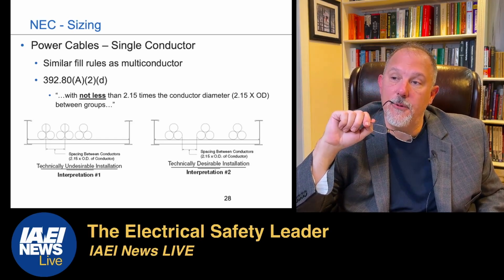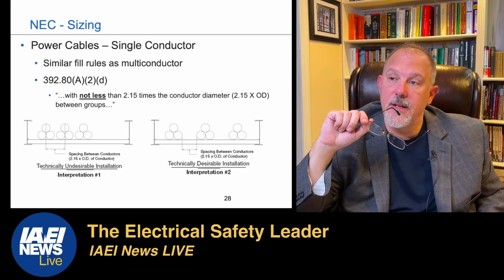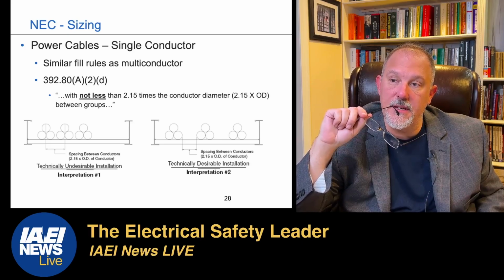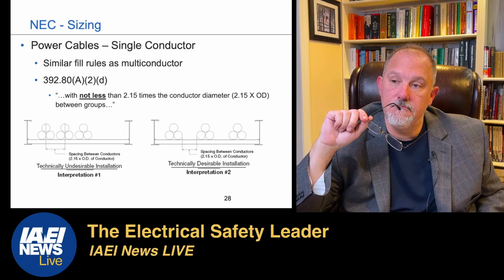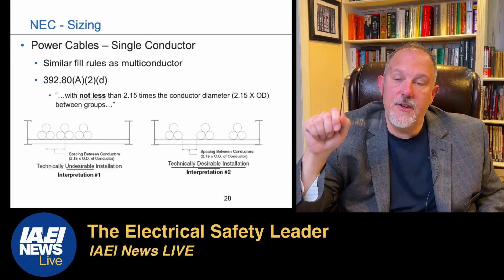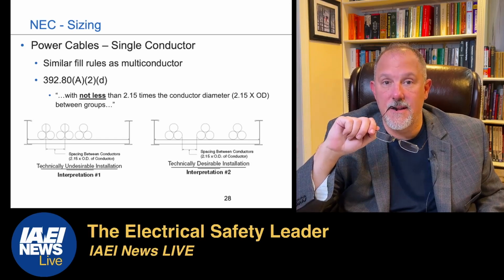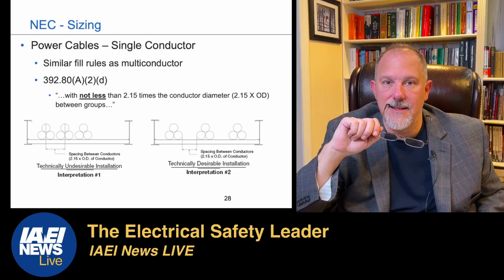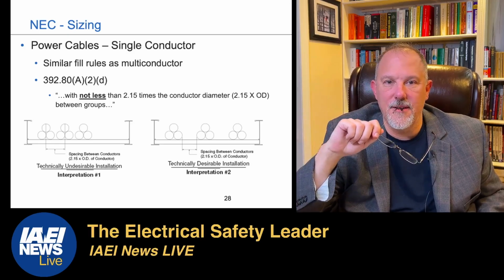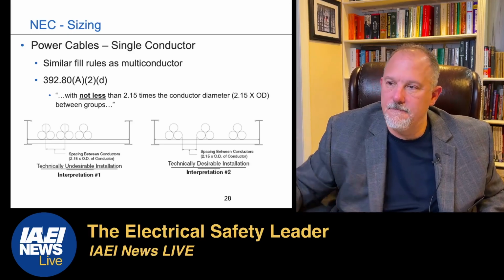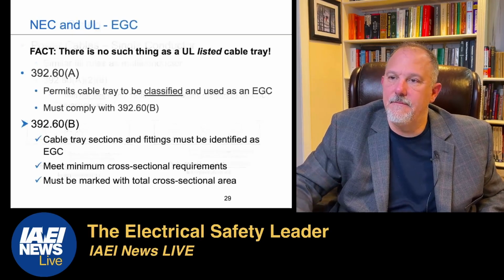With not less than 2.15 the conductor diameter between groups. So you have to have spacing between those groups. And you know what they're going to use? Tie wraps to hold those in place. And they're going to be listed. Remember, we saw the standard earlier. Go back, rewind, take a look. I love it.